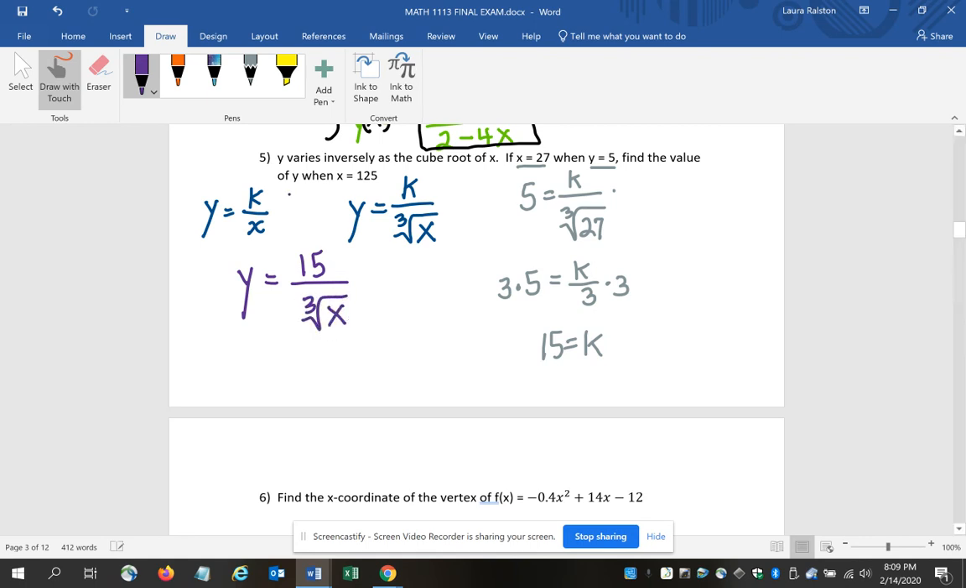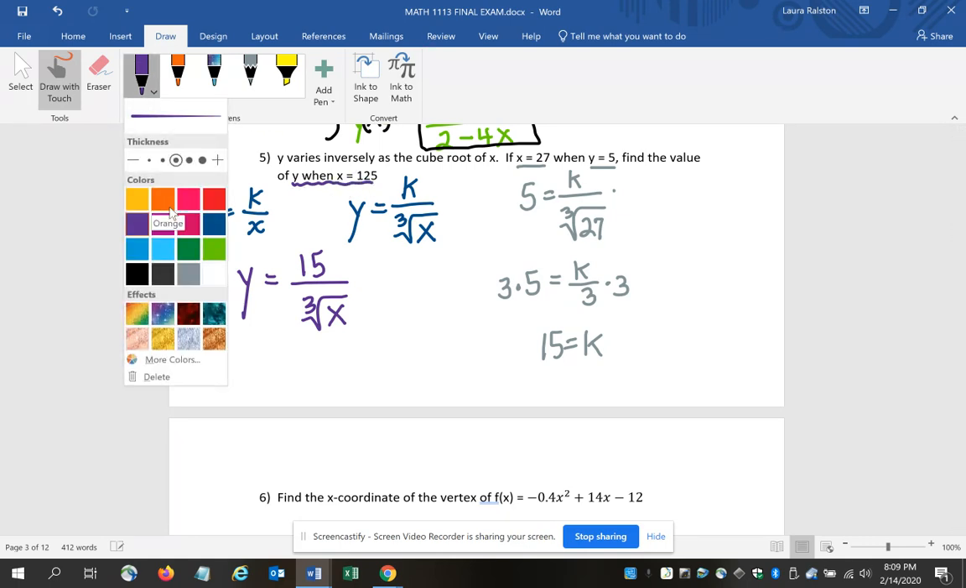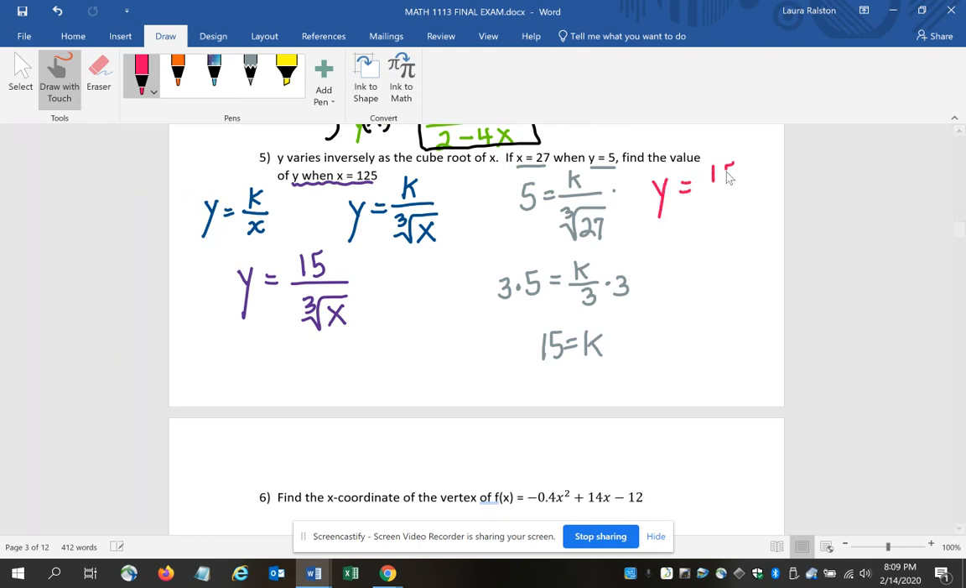That's the generic formula. And so then it says, well, okay, what is it when x is 125? So now that we know k, we can go back and figure the value of y. So we want to find y, k is 15, and we're given the value of x as 125. So y equals 15 over the cube root of 125, which is 5, so y is 3. So ultimately, it's a two-step process because you have to find the value for your constant of variation, which is k, and then use that formula to solve the equation.